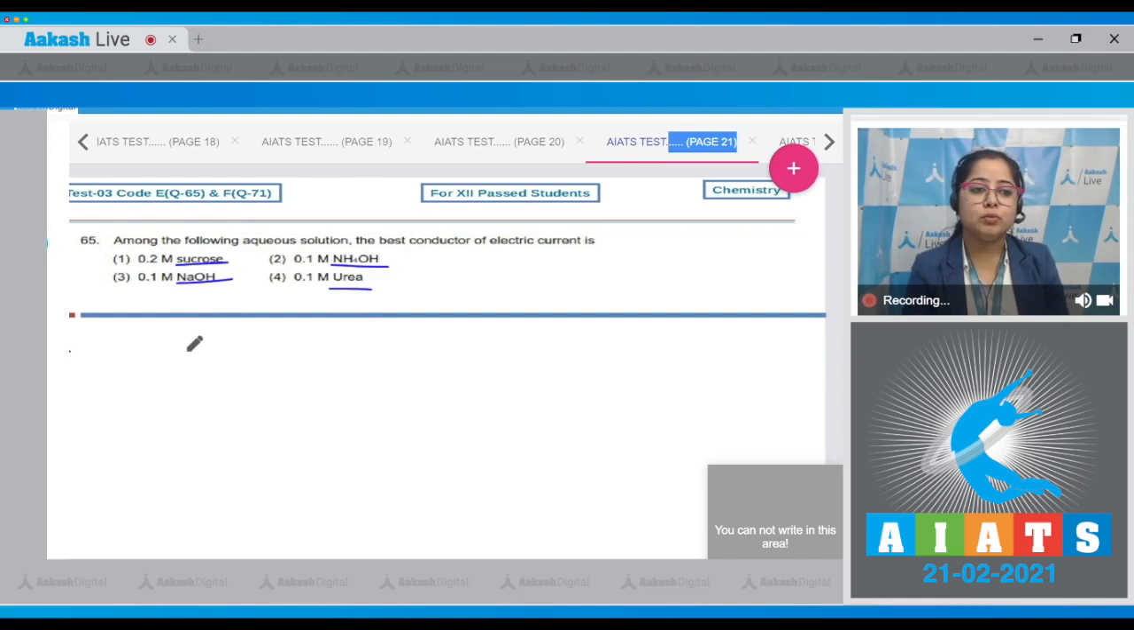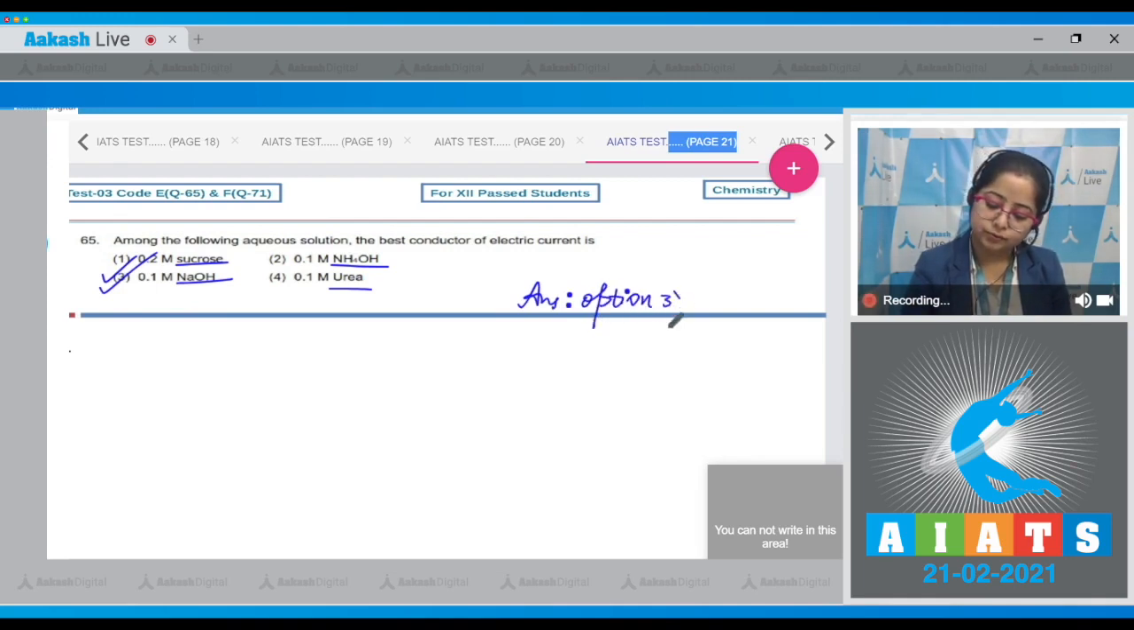So 0.1 molar NaOH will produce maximum number of ions in the solution. As a result, it will be the best conductor of electric current. That means the correct answer for this question is option number 3. Moving to the next question, students.